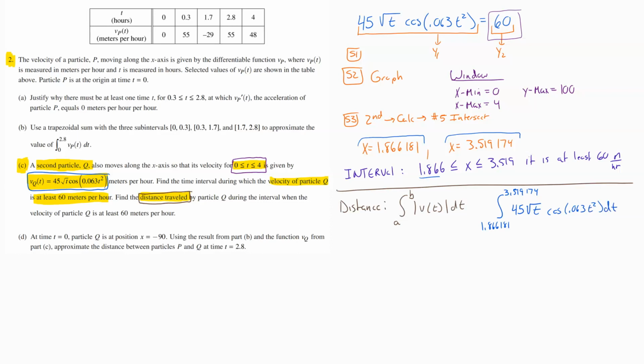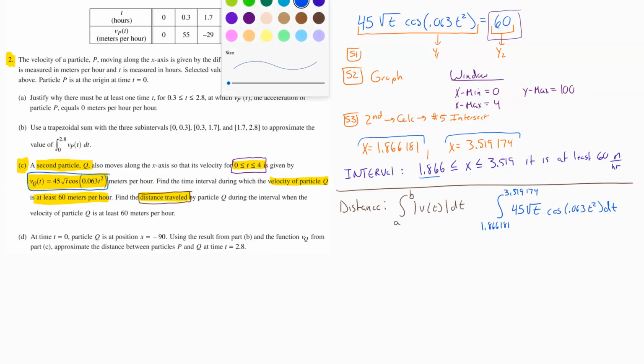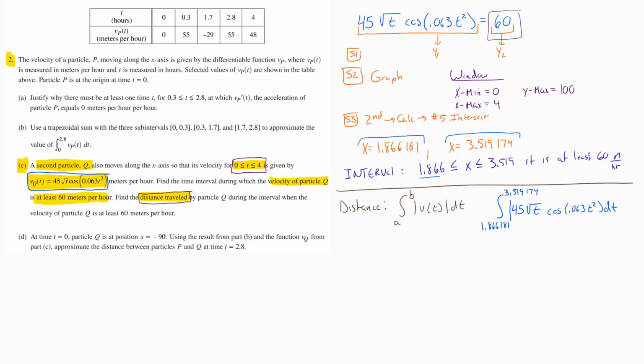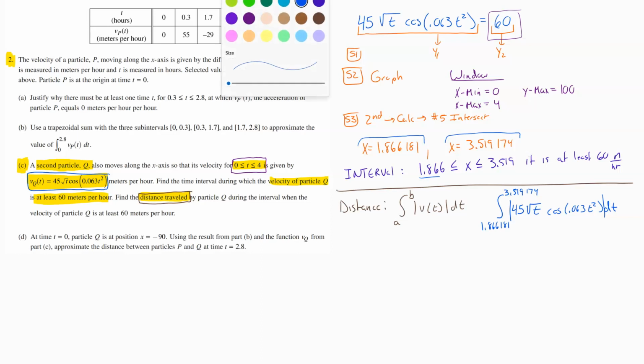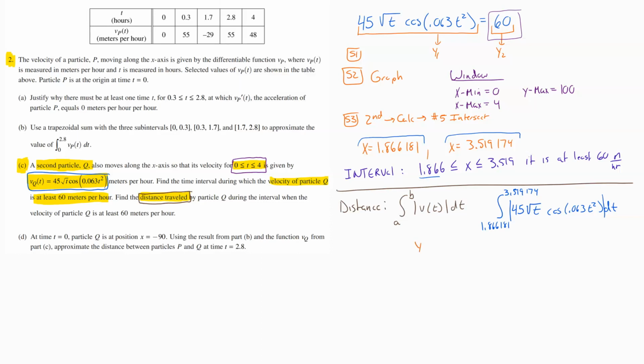And again, the great news here is we can do all of this in our calculator to find this out. And remember, this is the absolute value, so when we go to put this in, we would have absolute value bars here, and we would want to also do the absolute value as we graph it. So in y1, we would put the absolute value of 45 square root of t cosine of 0.063 t squared, close that absolute value. And now you would go ahead and graph that.